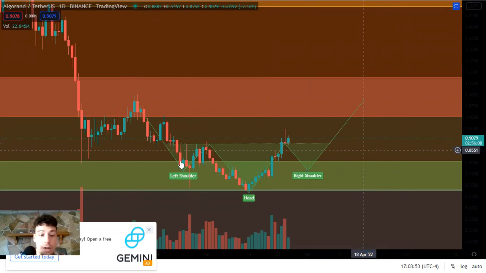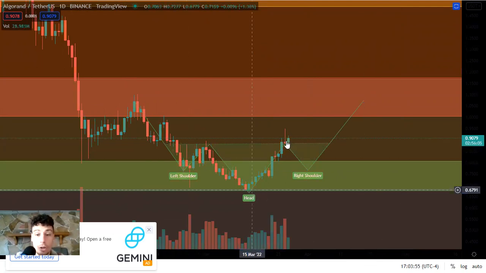So here's our left shoulder. Here's our head. We're showing nice bullish momentum, which I want to see continue, but I am preparing just in case we don't rally into this supply zone up here, right at $1, and we start to face some resistance and come back down.